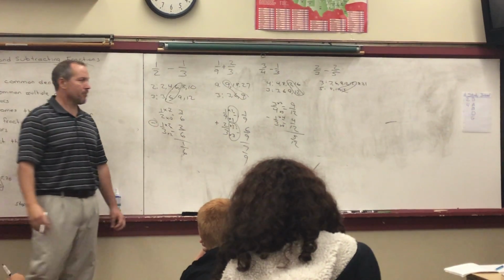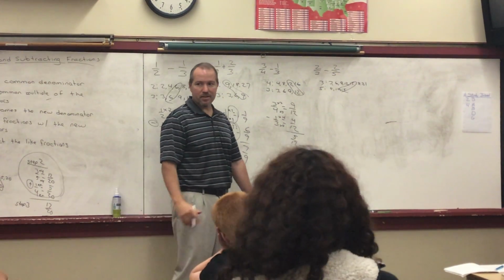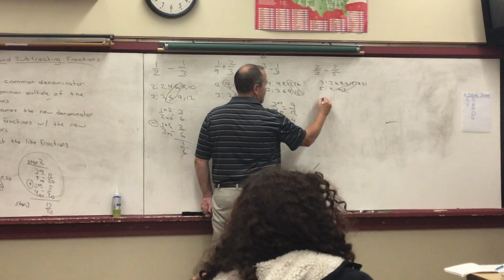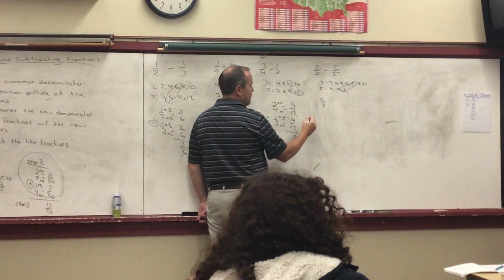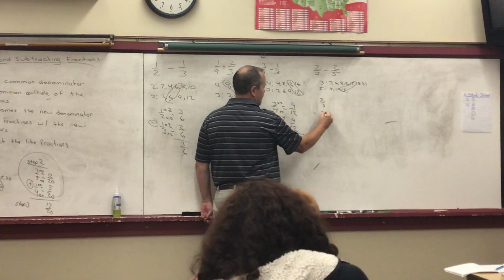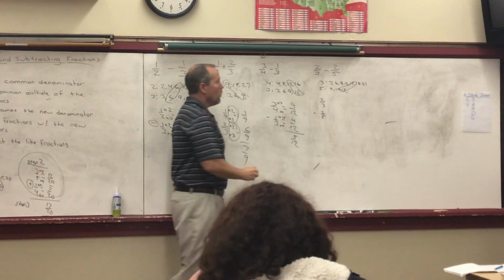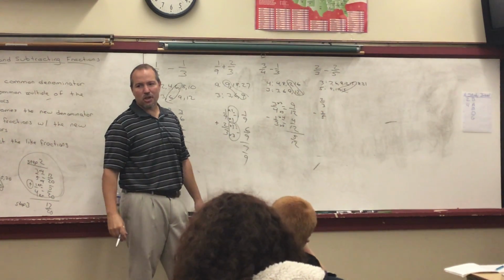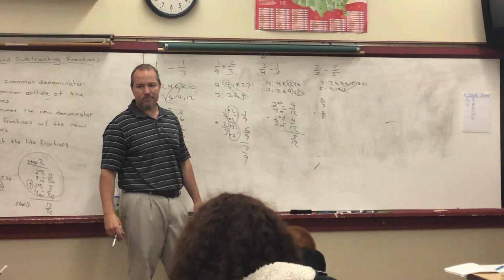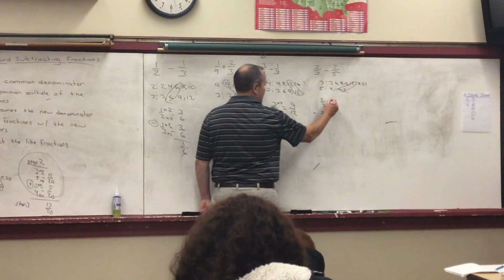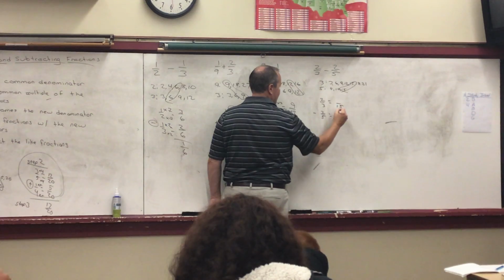Now what am I going to do? You're going to write it up and down: 2/3 minus 2/5. Now, that 15 was the least common multiple. What am I going to do with that 15? Put it underneath. That becomes my new denominator.